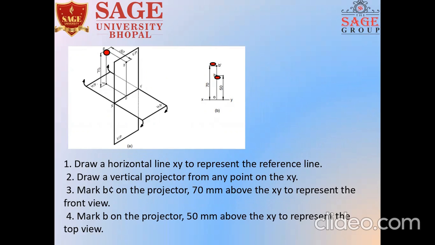As per the concept, 70 mm above means the front view is always drawn above the XY line. Draw a horizontal line XY to represent the reference line. Draw a vertical projector from any point on the XY. Mark B dash on the projector 70 mm above the XY to represent the front view. Similarly, mark B on the projector 50 mm above the XY to represent the top view. Why are we drawing the top view above the XY line? Because the condition is behind the BP, and behind the BP is always drawn above XY. That's why I'm drawing the top view above the XY line.